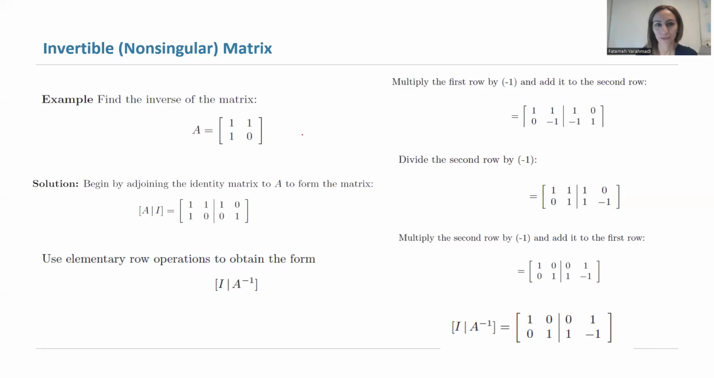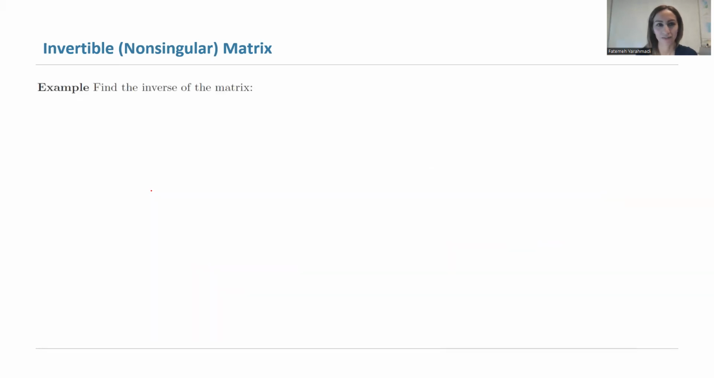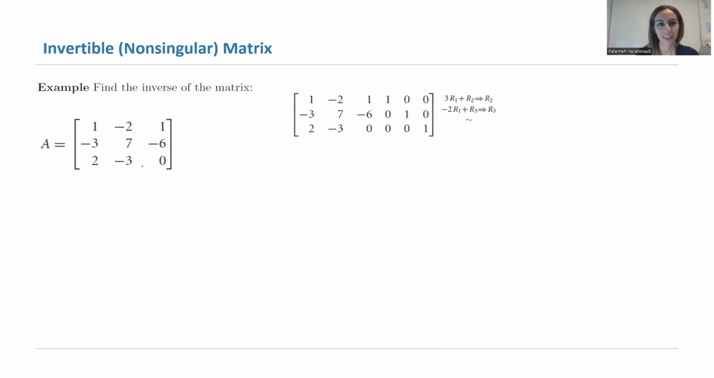So far, I showed you how to find the inverse of a 2 by 2 matrix by the method of adjoining or augmented matrix. Now let us move on to a 3 by 3 matrix. Here we give you a 3 by 3 matrix, and our goal is to find the inverse of this matrix. In the very first step, you're going to form the adjoining or augmented matrix along with the identity matrix.